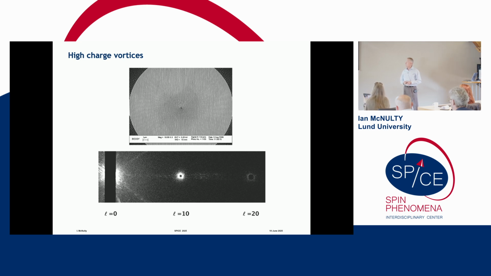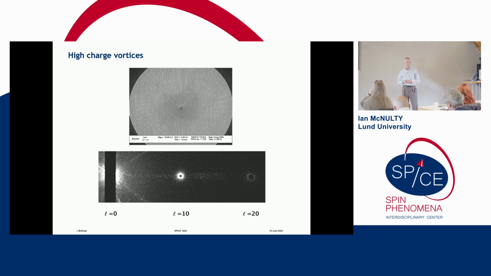I think you've all become familiar with how to do this now. These are just some examples in the soft X-ray region around 2 kilovolts. You can make quite high charge forked patterns, with many splittings. So this was for L equals 10. And here's the second order.